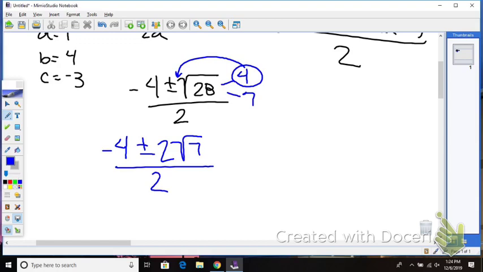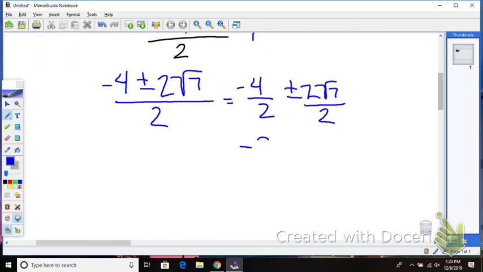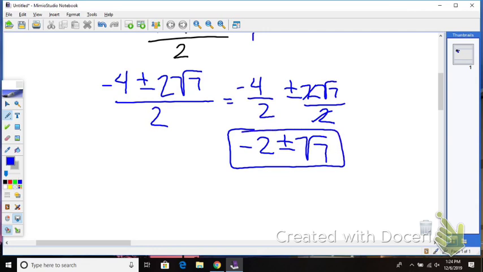So we have to simplify now, and I want you to think of it like this: negative 4 over 2 plus or minus 2 times the square root of 7 over 2. And then we need to simplify negative 4 over 2 is what? Negative 2. So I have negative 2 plus or minus, and these two 2's can simplify out, plus or minus the square root of 7. And this is how you want to leave that problem.